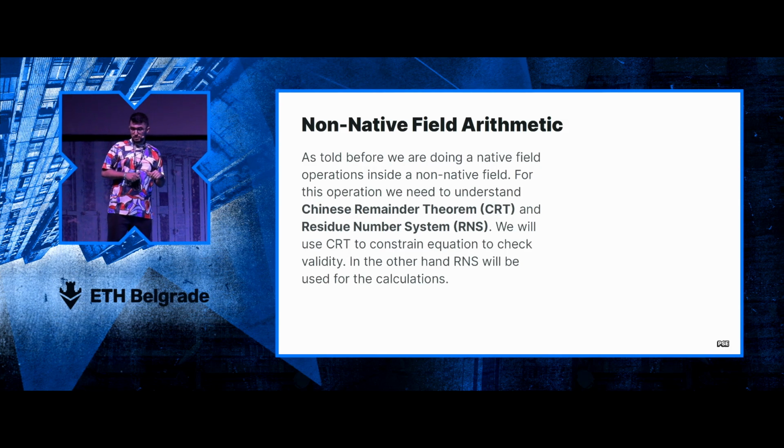Now we will use two different methods. One is the Chinese remainder theorem, and the other one is the residue number system. We will use the Chinese remainder theorem to constrain the equation to check validity. This is pretty important, and I will show the low-level part of this. On the other hand, RNS will be used for the calculations.